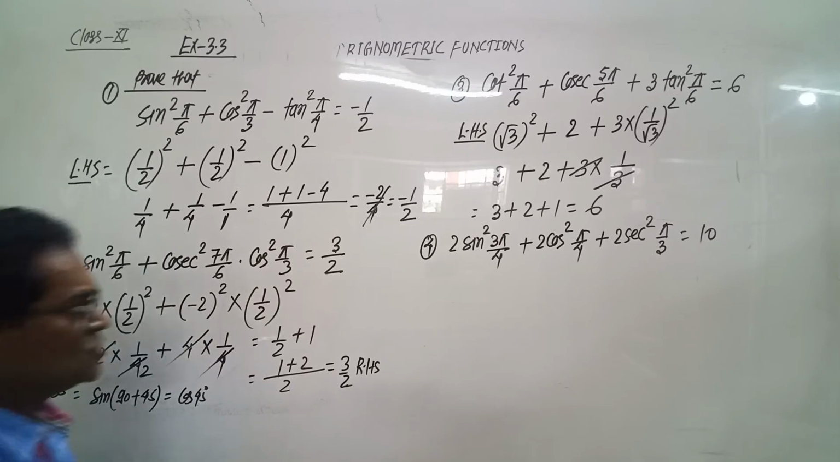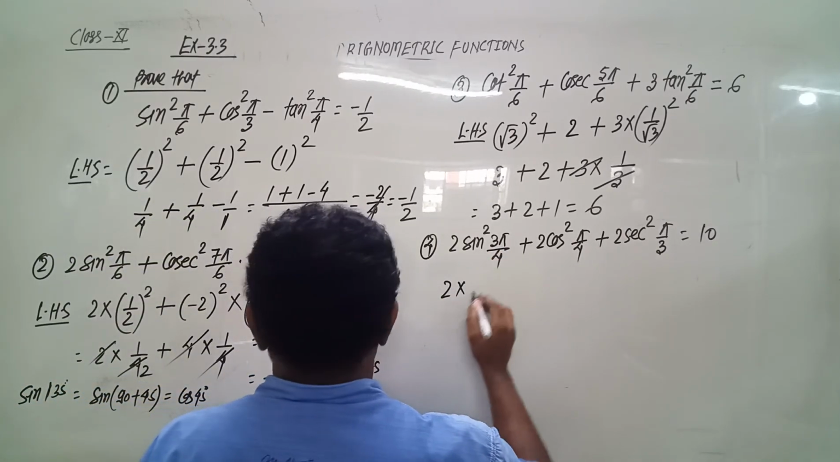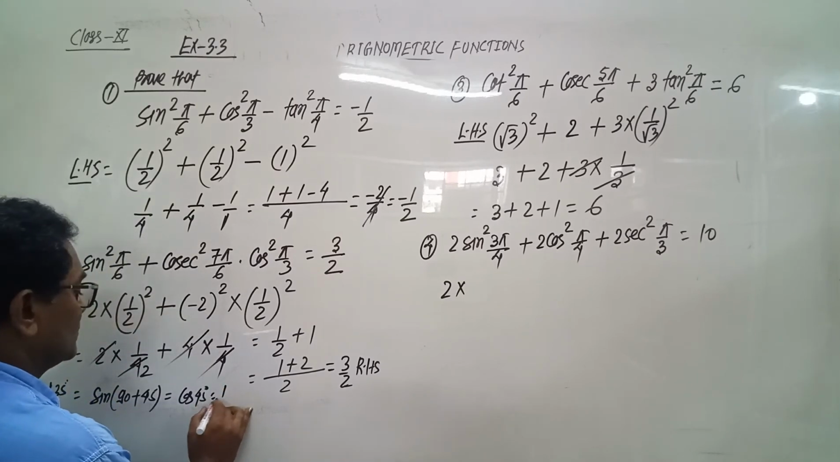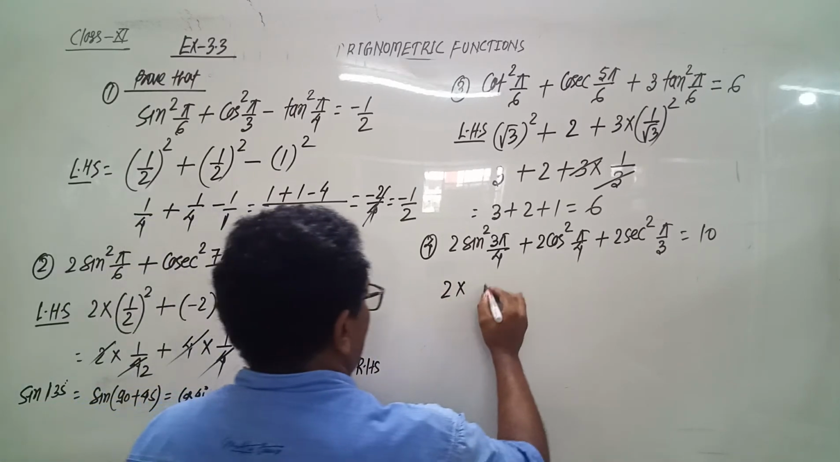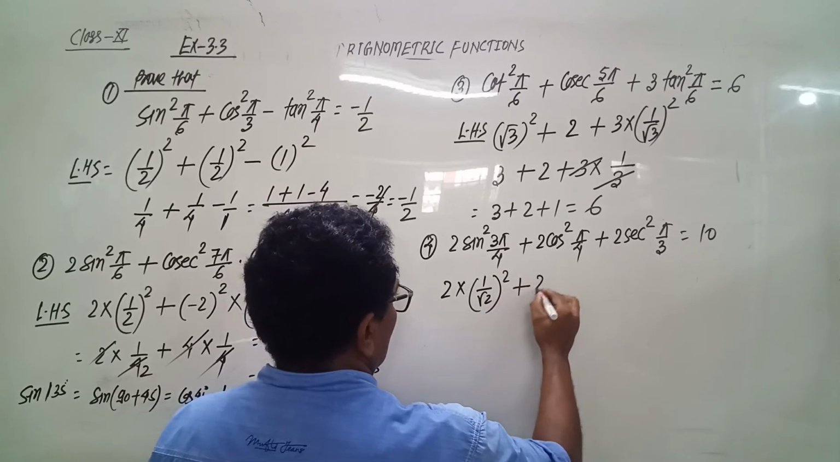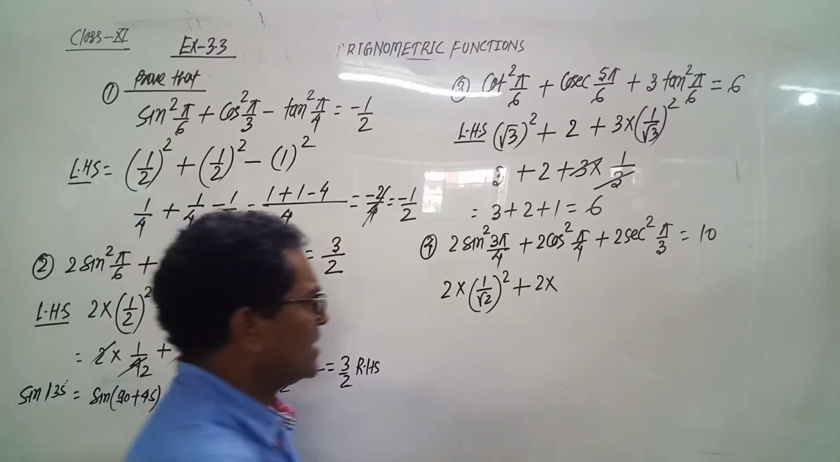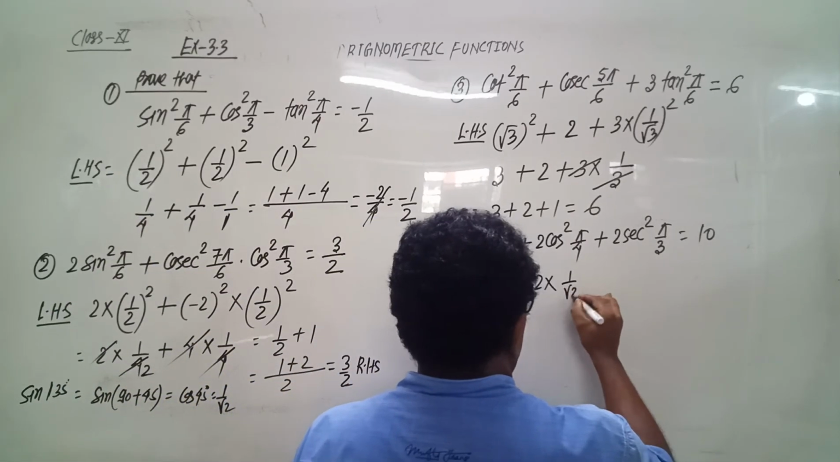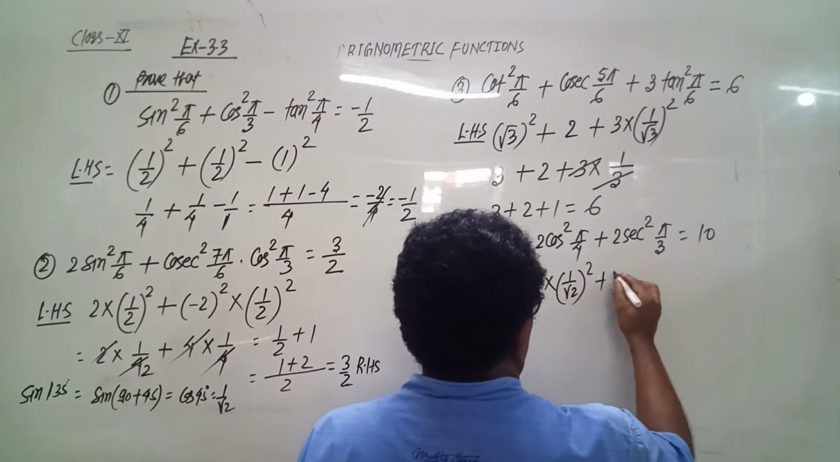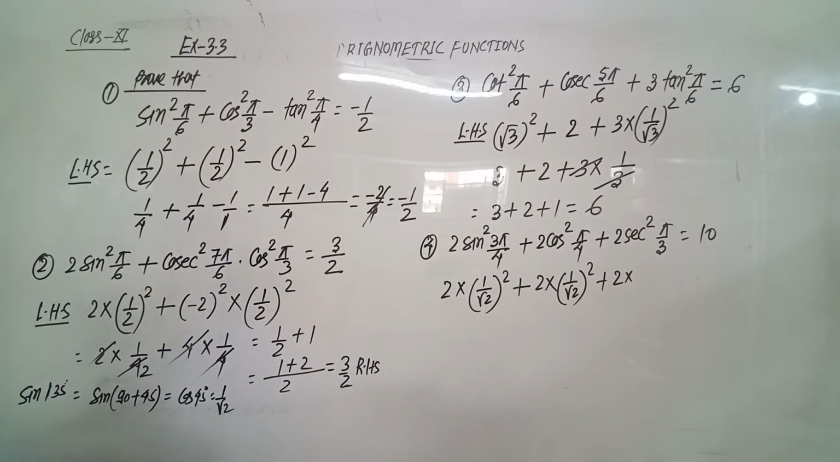So it becomes 2 into sin square 3 pi by 4. The value of cos 45 is 1 by root 2. So (1 by root 2) the whole square plus 2 into cos square pi by 4. Cos pi by 4 is also 1 by root 2. So (1 by root 2) the whole square plus 2 into sec square pi by 3. Sec 60 degree. So cos 60 degree is 1 by 2.